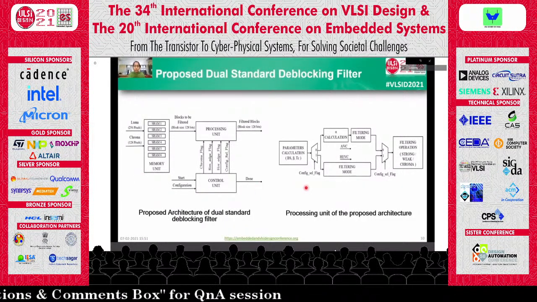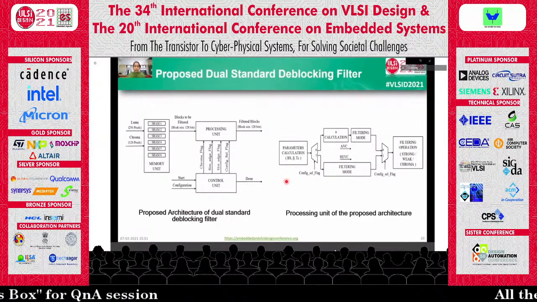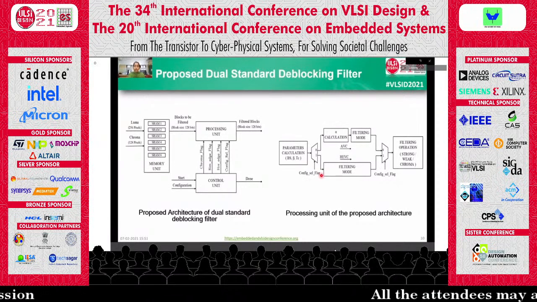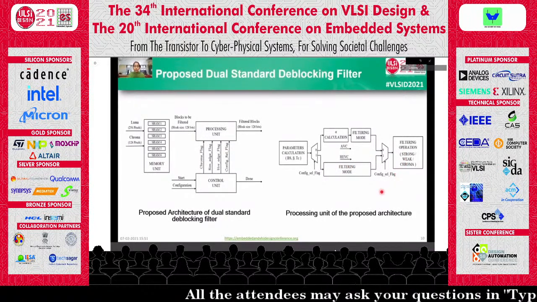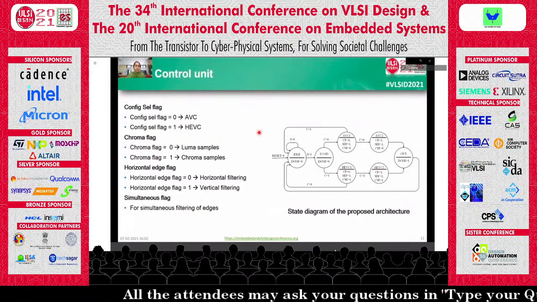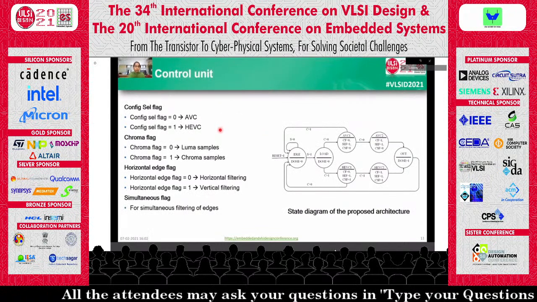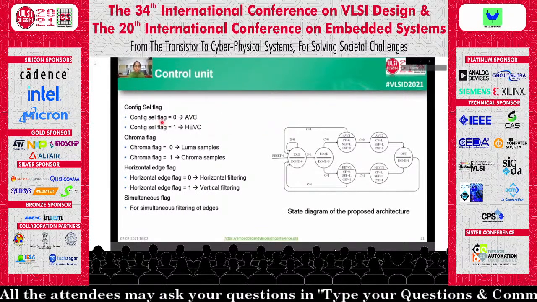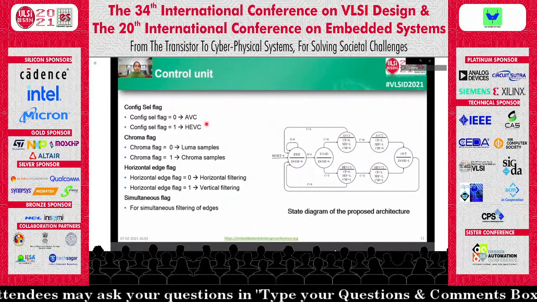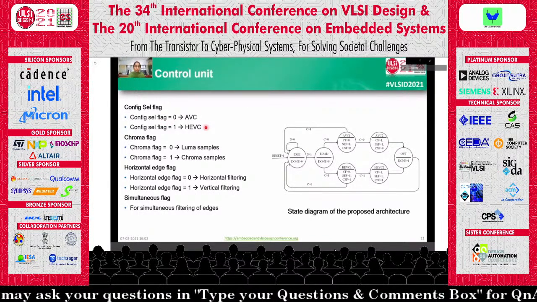These are the blocks inside the processing unit. First, the parameters required for filtering are calculated. Then, based on the configuration selection flag, filtering decisions are made either for AVC or HEVC. Then, based on the filtering decisions made, one of the filtering operations is performed. These are the 4 control signals from the control unit. If the configuration selection flag is 0, AVC filtering will be performed. If it is 1, HEVC filtering will be performed.